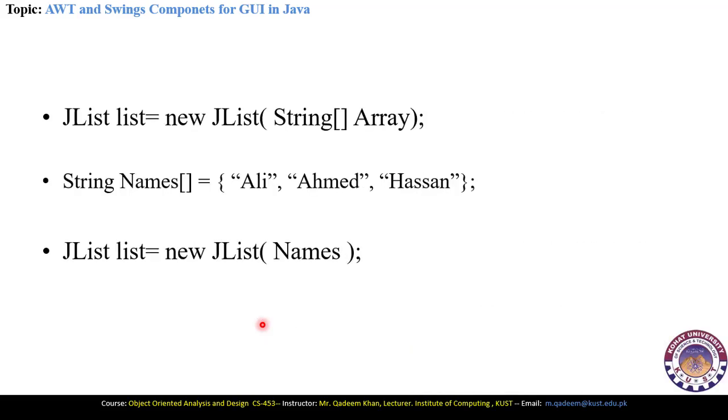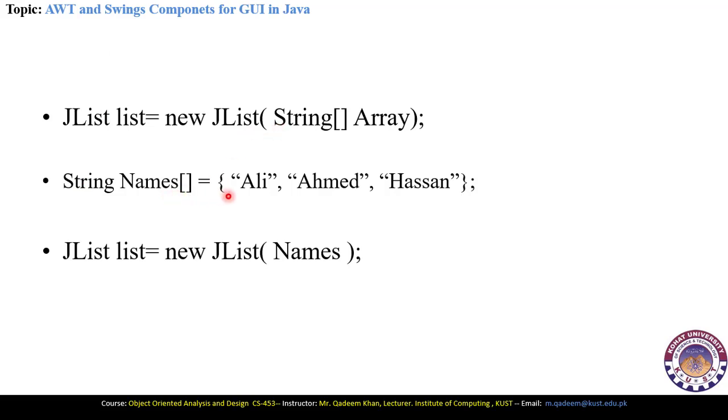This is the object declaration, the object definition of the JList. Here the object name can be any user-defined name. list is equal to new JList, and it takes a strings array here. So first you have to define the strings array, then this list will be instantiated.